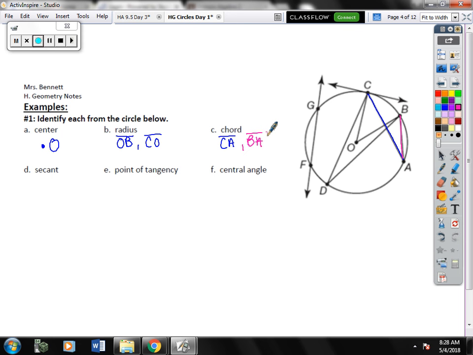Who can identify another one? Aaron? Segment GF. Yes, as long as you put a segment bar and not a line bar, segment GF is a chord. Very good. And there should be two more.